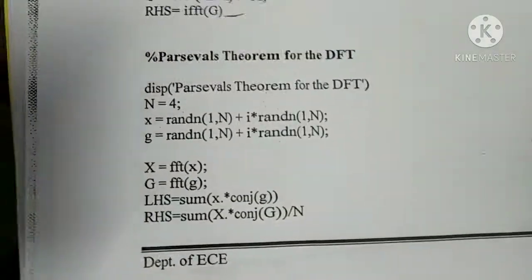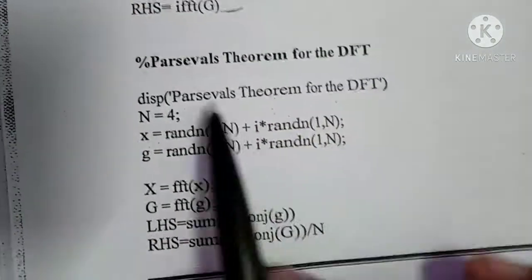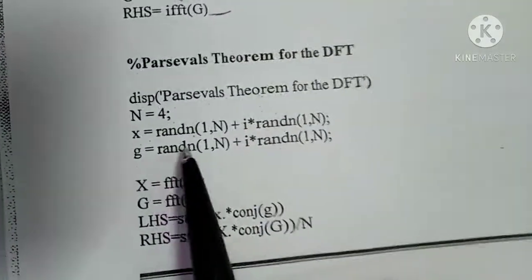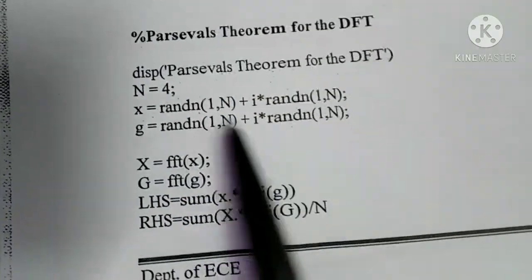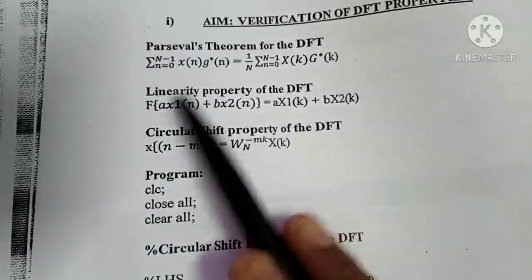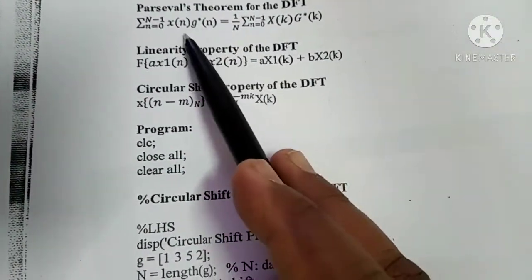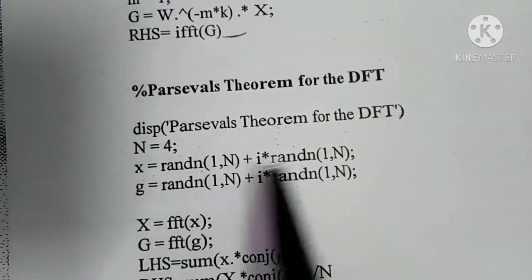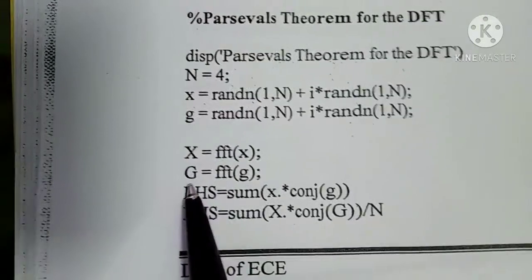Next is Parseval's theorem. For Parseval's theorem, in order to take values, we have taken random values. Here rand n indicates values from 0 to 1, or we could take binary values. So it is taking some random values for x and random values for g, because it would be difficult and complicated to give our own values. So we take x of n and g of n through the program, random values for x and random values for g. We have taken the DFT of x and the DFT of g.